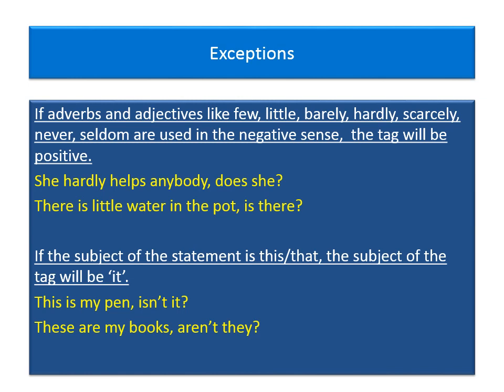For another example, these are my books. In this statement, the subject is in the plural. So no longer we are going to use it in the tag question. So what are we going to use as the subject of the tag question? Of course, they. And are will be used in the negative form. So the tag will be aren't they.